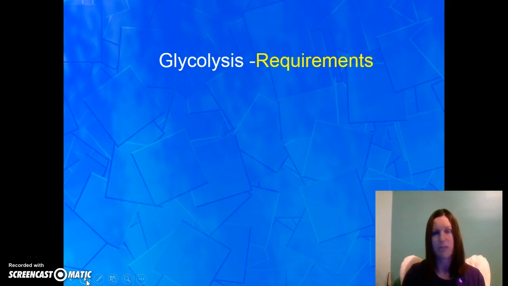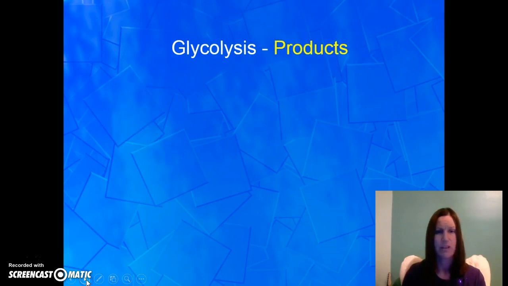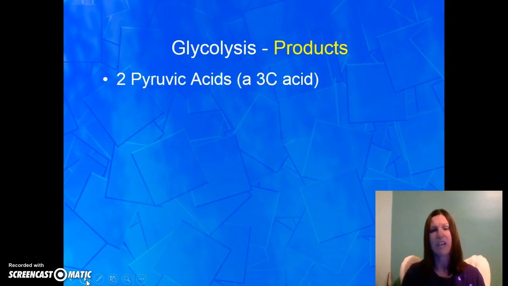So let's look at the requirements of glycolysis. Short and sweet. You need a glucose molecule. You need 2 ATP, because remember, you have to put in energy in order to break a bond. Okay, so that's the energy that we're going to put in to break that bond. And then we need 4 ADP, and we need 2 electron carriers in the form of NAD. What does it produce? Well, it's going to produce 2 pyruvic acids. These are 2 3-carbon molecules.